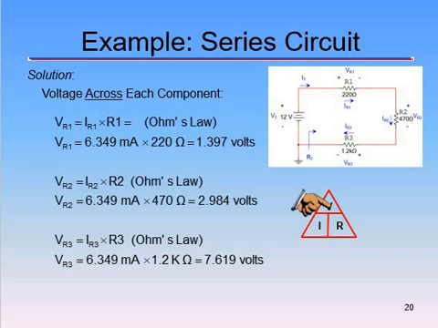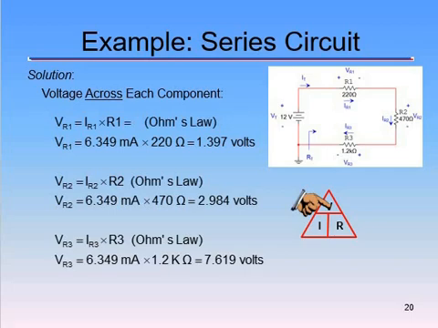Okay? So, we know the total current through the circuit, and we know the value of the resistor. So the voltage drop at R1 is going to be the total current through R1 times the resistance value of R1. We know the total current is 6.349 milliamps. Don't use that number in your calculator. You need to put that into amps. So you have to move the decimal place 3 places to the left. So 0.006349 amps times 220 ohms. That's going to give you 1.397 volts.